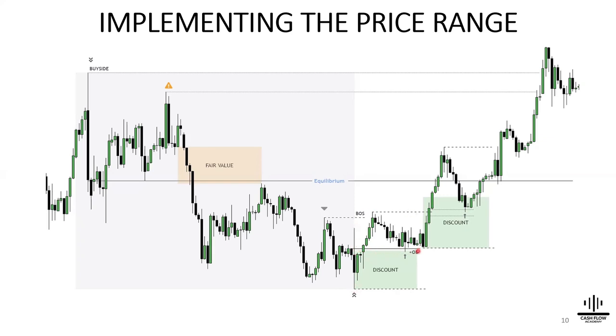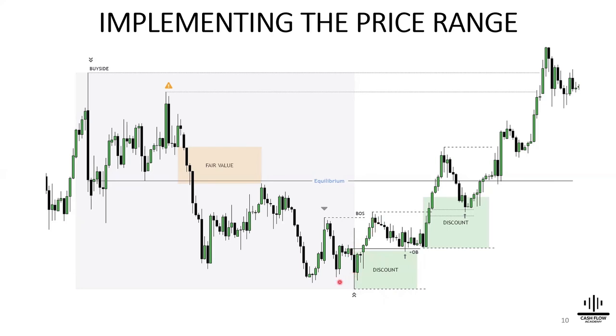Where do you want to buy? You want to buy at discount. But then again, where in the discount do you want to buy? It is where you now combine it with the reference point and the framework which I gave you in our previous lecture. What can we see here? This is what? An order block. The down close candle before an up move. Consecutive down close candles formed an order block.